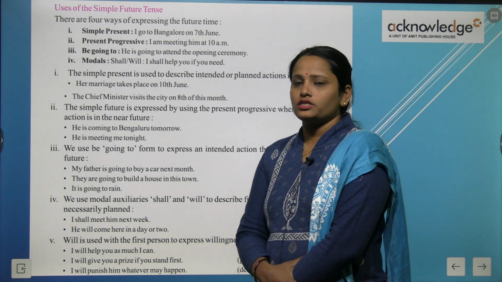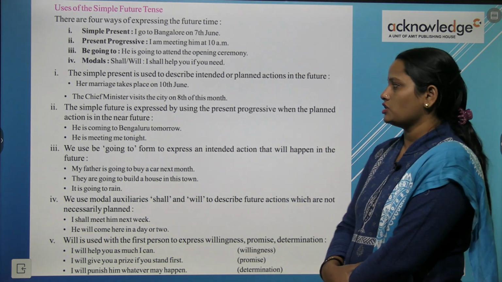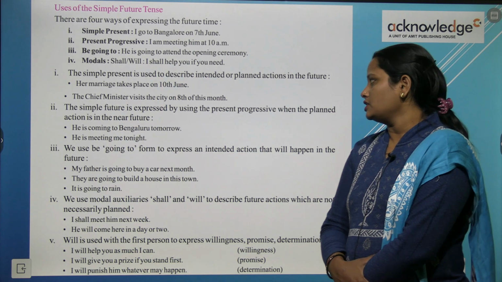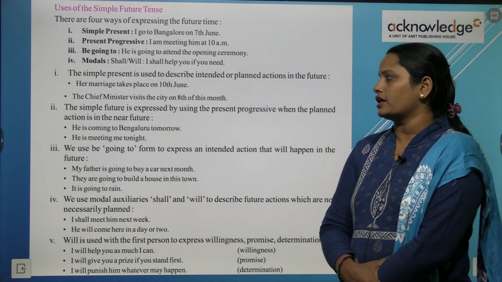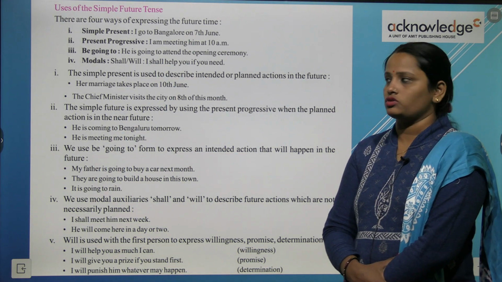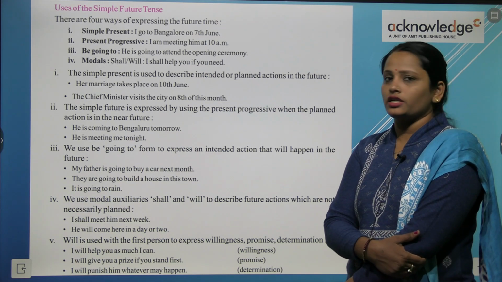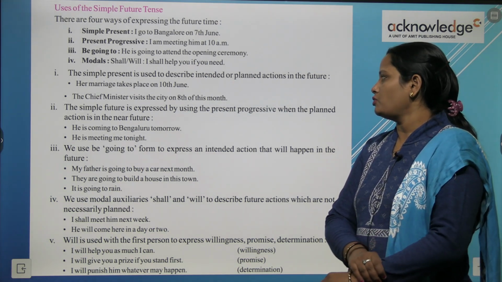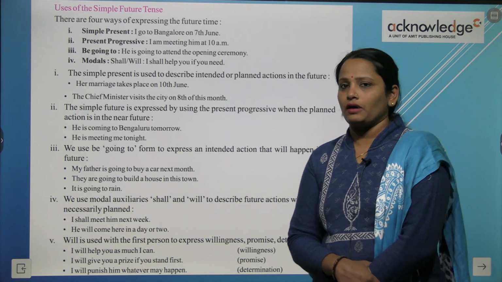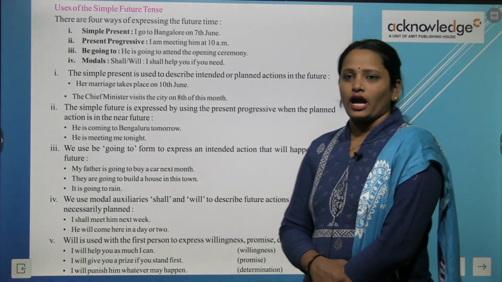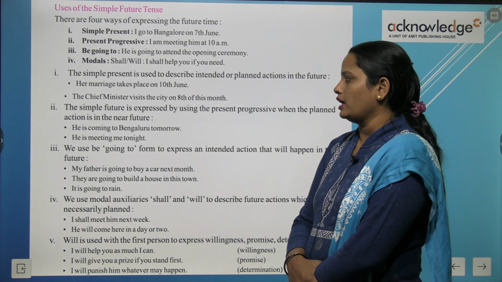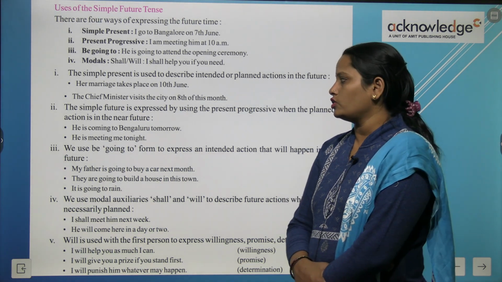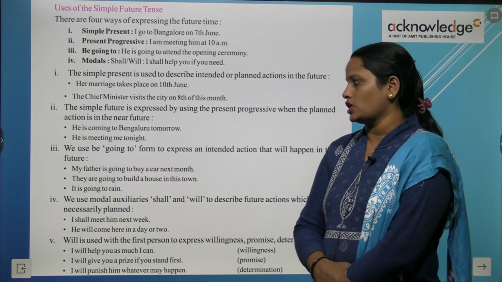Now the second point says the simple future is expressed by using the present progressive when the planned action is in the near future. So simple future tense क्या है? ये express कर रहा है कि present progressive tense जो है के बारे में बता रहा है कि जो action है वो future में होने वाला है. He is coming to Bangalore tomorrow and he is meeting me tonight.